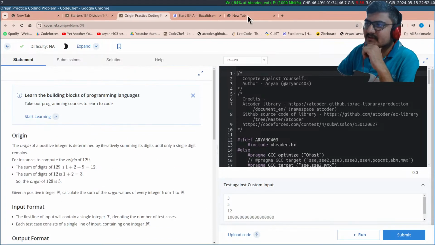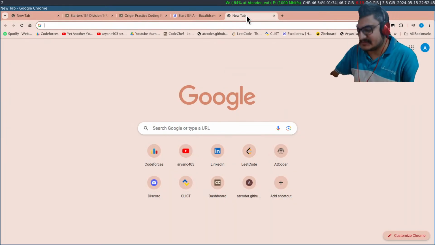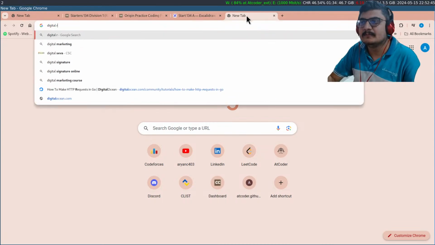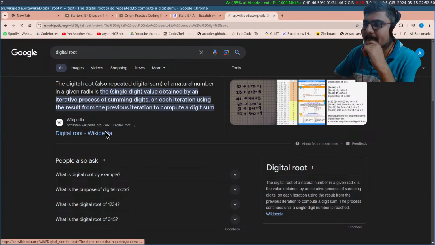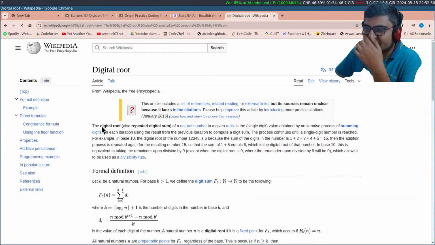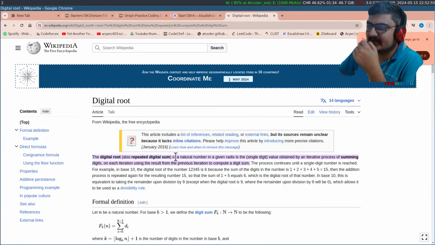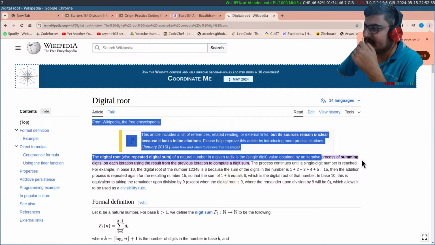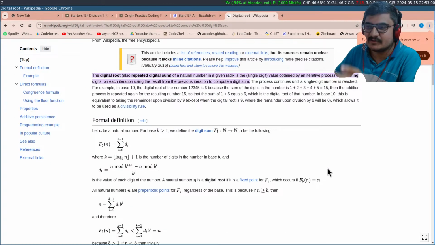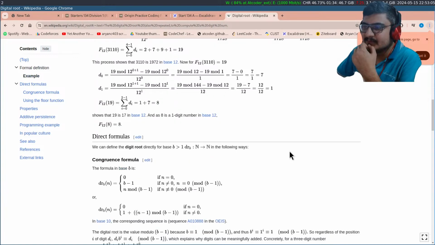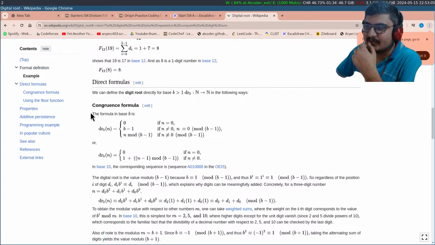The first thing to note here is that this is essentially the digital root definition. Digital root is defined the same way, repeatedly summing the digits of a natural number. It essentially says to keep summing up the digits as long as the number is not a single digit. And there are some direct formulas as well, and that's essentially fine.